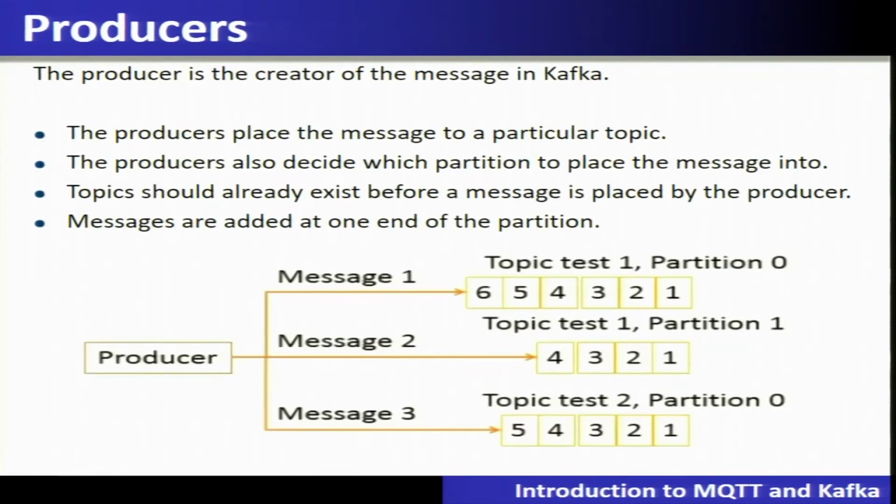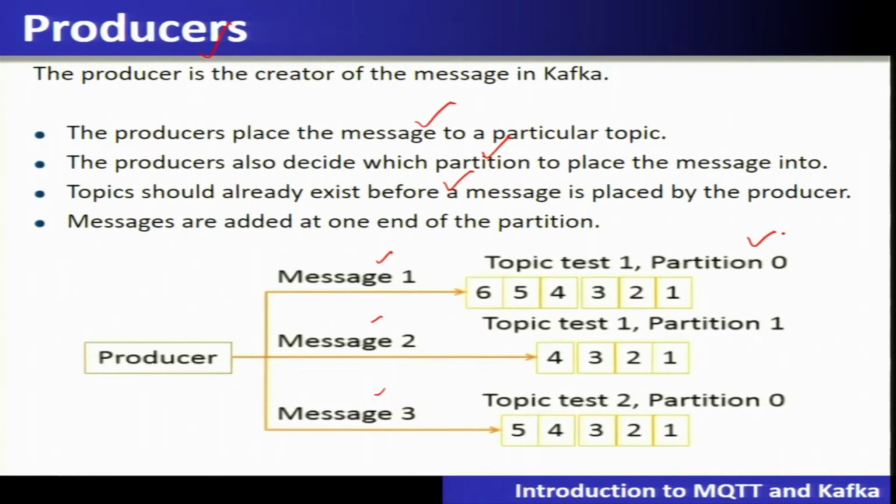Let us talk about the producers. A producer is the creator of the message in Kafka. Producers place the message to a particular topic, and the producers also decide which partition to place the message into, and the topic should already exist before the message is placed. Messages are added at one end of the partition. In this example you can see there are 3 different messages, and every message is shown with its partition.